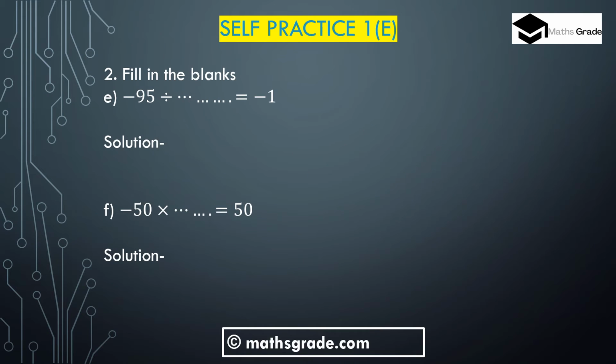Now part E: minus 95 divided by which number is equal to minus 1? We know any number divided by itself is equal to 1. That is, minus 95 divided by plus 95 is equal to minus 1. It will be plus, because minus divided by plus is minus. We know minus multiplied by plus is minus, so minus divided by plus is minus. So it will be plus 95.